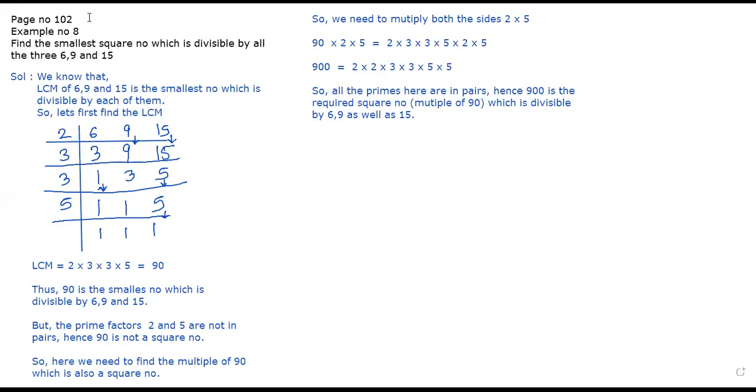What to do in such cases, children? First we will find the LCM, because LCM is divisible by all three. After getting the LCM, check if the LCM is a square number. If not, convert it into a square number by multiplying by those primes which are unpaired. Yes or no? Yes, sir.